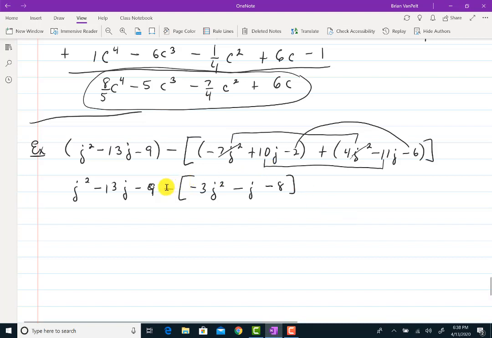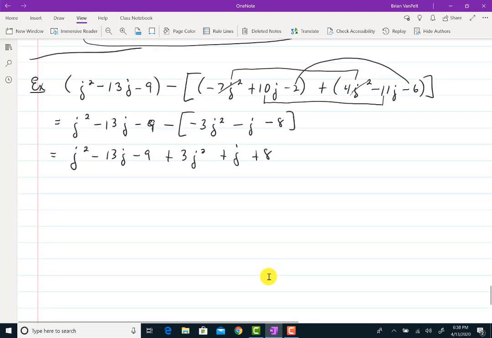Now I'm going to distribute the negative through. So I get j squared minus 13j minus 9. As it goes through, I'll get plus 3j squared plus j plus 8. So all those things have negative values in front of them. Then I can move this around. I'll get my j squared plus 3j squared, negative 13j plus j, minus 9 plus 8.